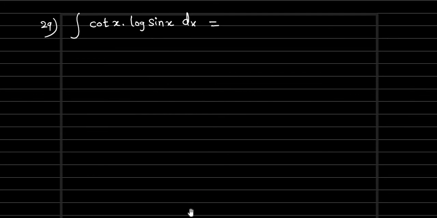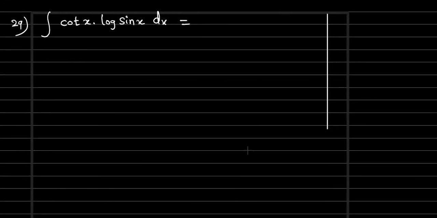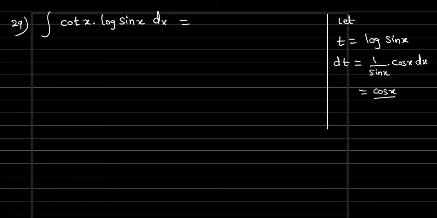So now that log sin x I am going to consider as t. So let t equal to log sin x. Now differentiating this. Log x differentiation is 1 by x, so log sin x differentiation is 1 by sin x. Next sin x differentiation is cos x, x differentiation is dx. So what do we have now? Cos x by sin x. Cos x by sin x is what? It's cot x. So cot x dx. That only we have here.